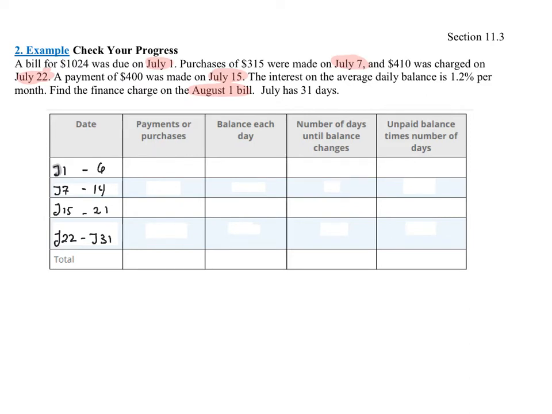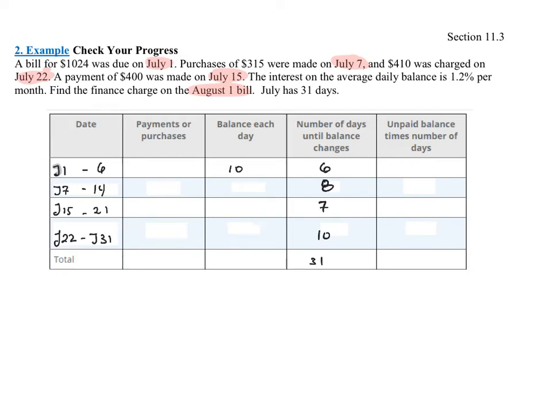Let's find the number of days. Again, you do the high minus low plus 1. So 6 minus 1 plus 1 is 6. 14 minus 7 is 7 plus 1 is 8 days. 21 minus 15 is 6 plus 1 is 7 days. There's a total of 31 days. If I do 31 minus 7 minus 8 minus 6 in my calculator, I'm getting 10 days remains in that final period.